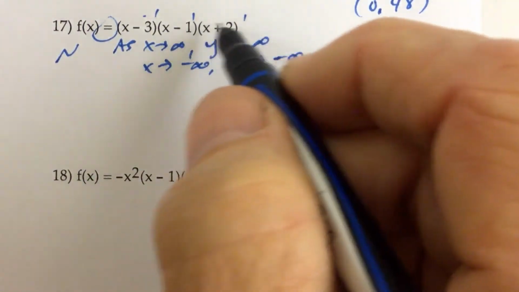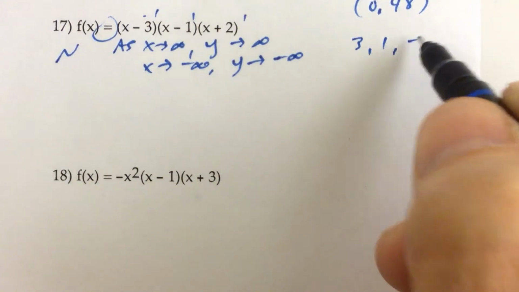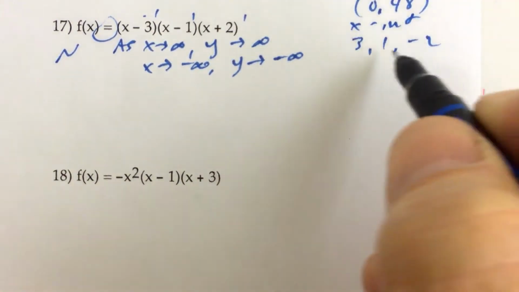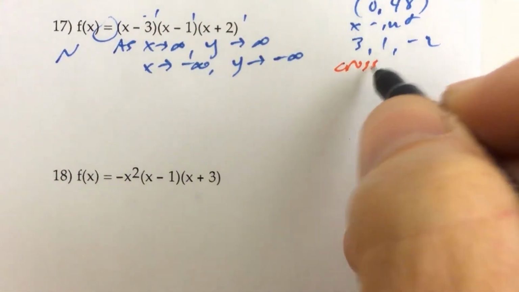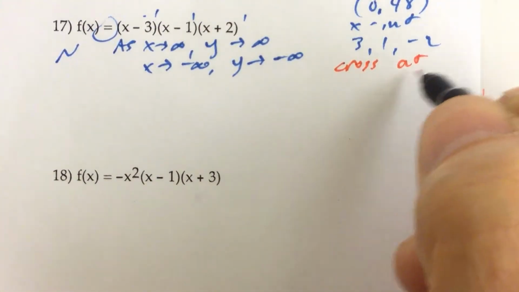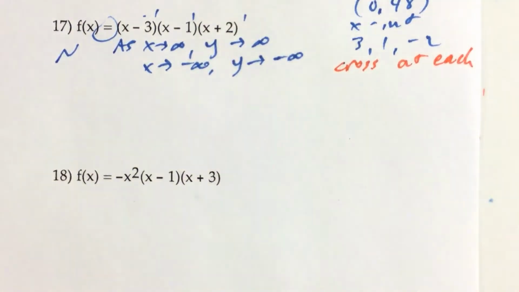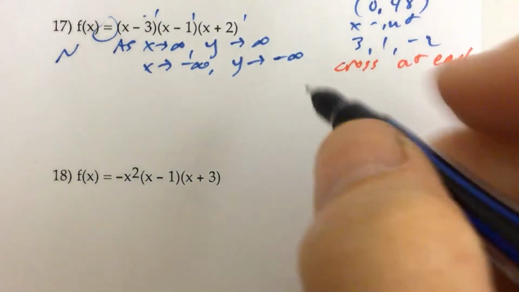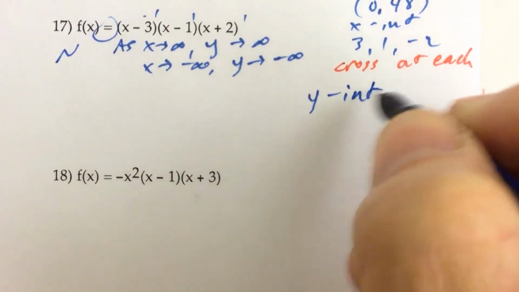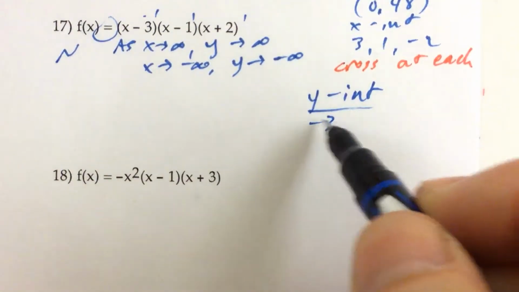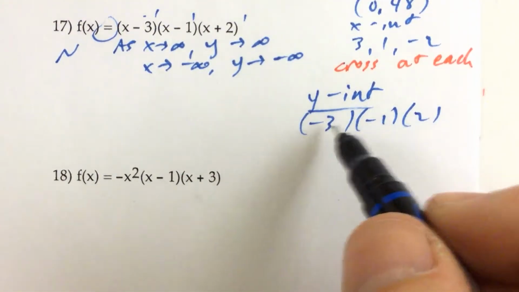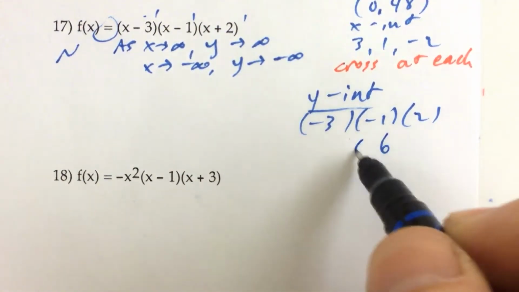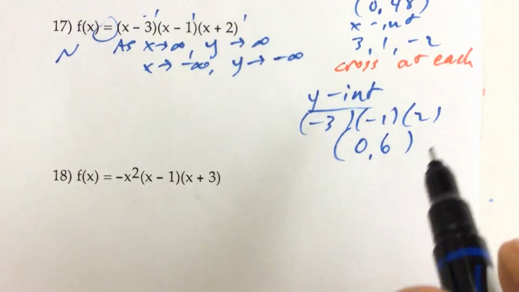The x-intercepts would be 3, 1, and negative 2. 3, 1, and negative 2 for the x-intercepts. We're going to cross at each one, because each has a multiplicity of 1. And then the y-intercept would be when x is equal to 0, so we have negative 3 times negative 1 times 2. Negative 3 times negative 1 times 2 is 6. So 0, 6 is the y-intercept. And then let's do number 18.